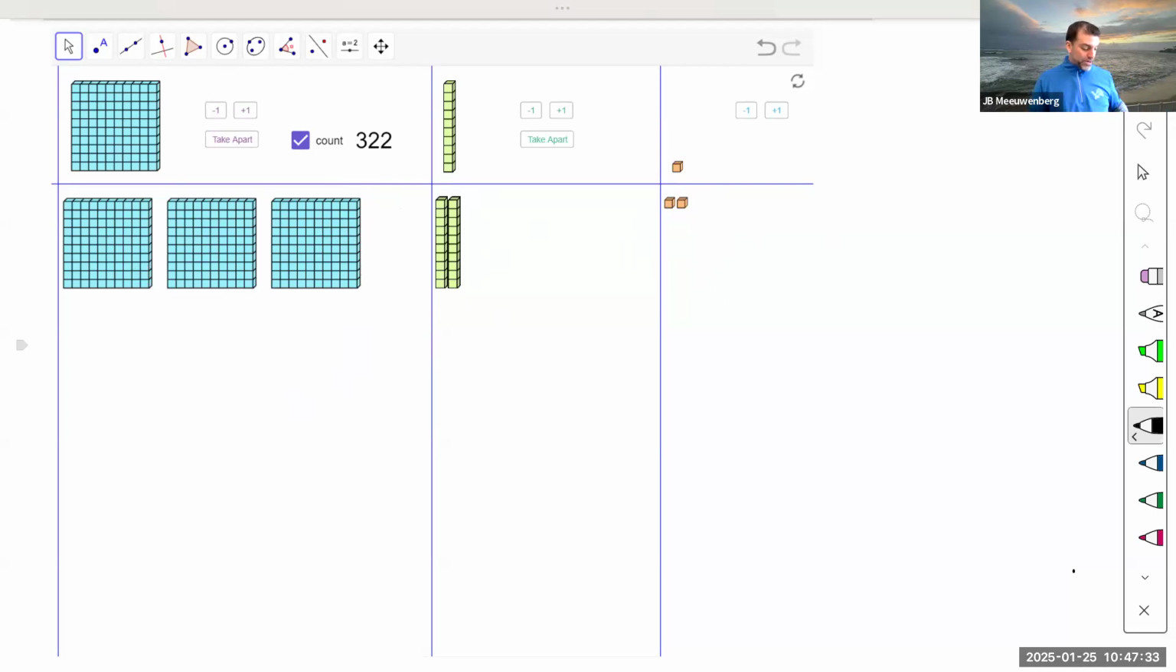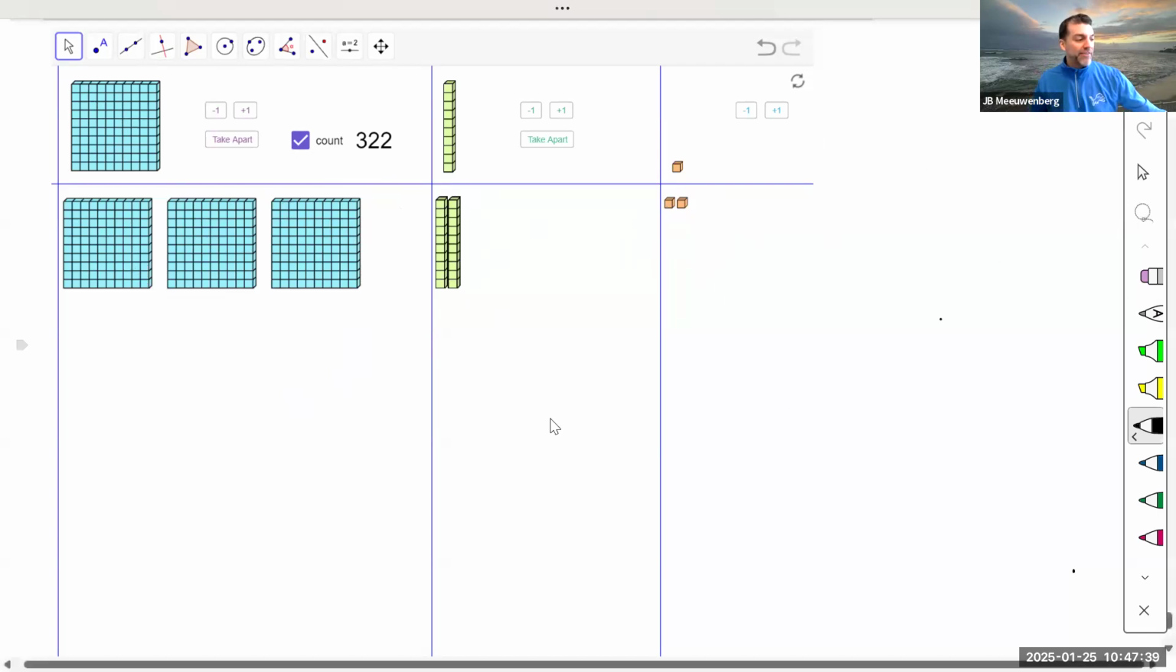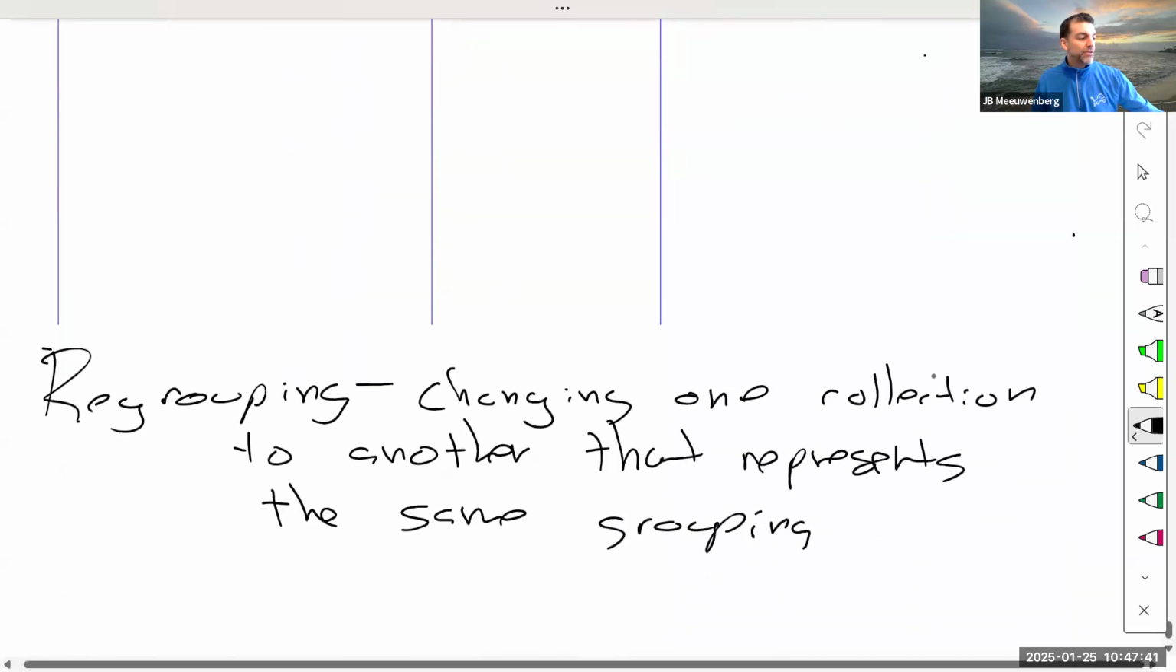What I'd like to shift to now is back into the base 5 pieces. So go ahead and grab your base 5 pieces if you have those available.